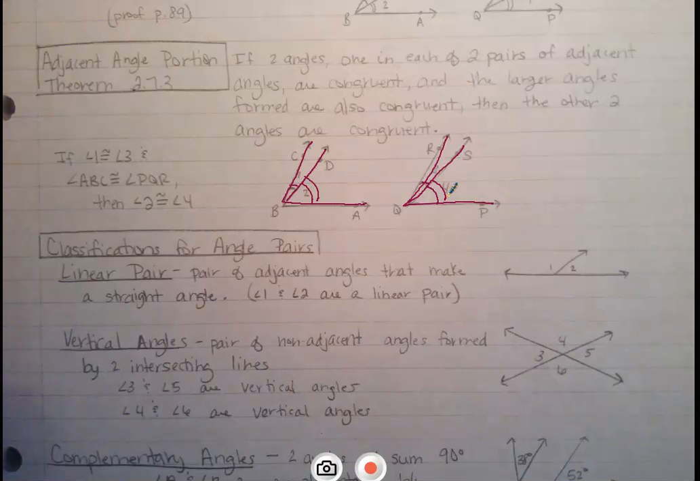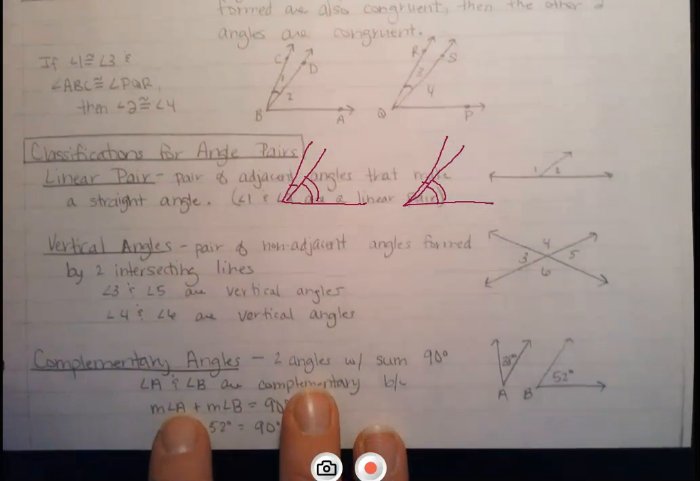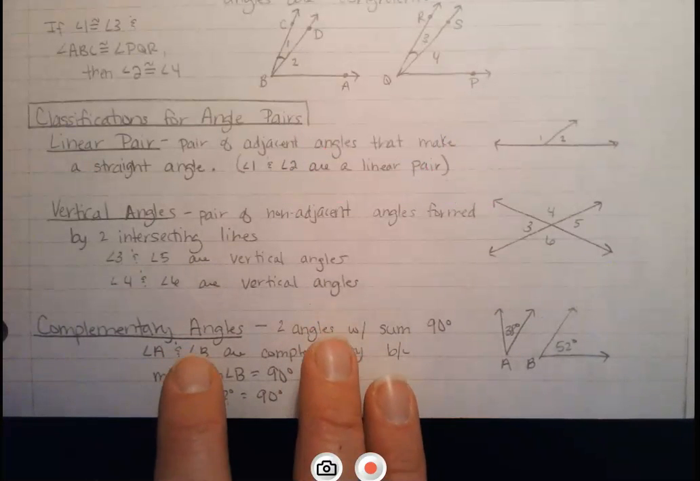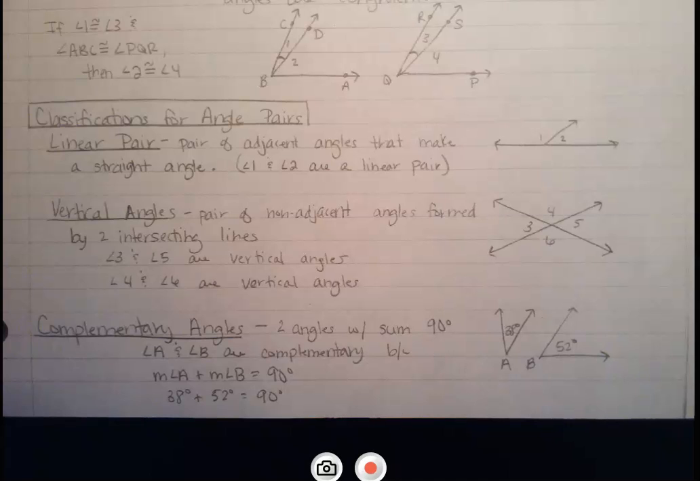All right, so then let's look at some classifications for angle pairs. Our first one is straight or a linear pair. Why is it linear? What's the root? It's a line. The root word of linear is line. So it's a pair of adjacent angles that make a straight angle. So we have an example: 1 and 2 are a linear pair.